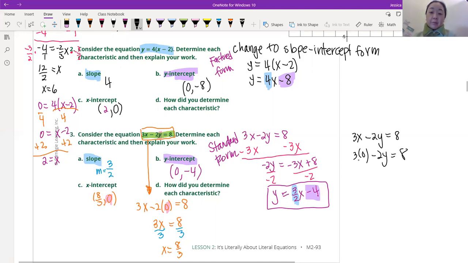So we know 3 times 0 is 0. So we just have negative 2y is equal to 8. And how do we get rid of the negative 2? I certainly hope you said divide by negative 2, right? And then we are going to get y is equal to 8 divided by negative 2, which is negative 4. If you notice right there, that's why it is the y-intercept.